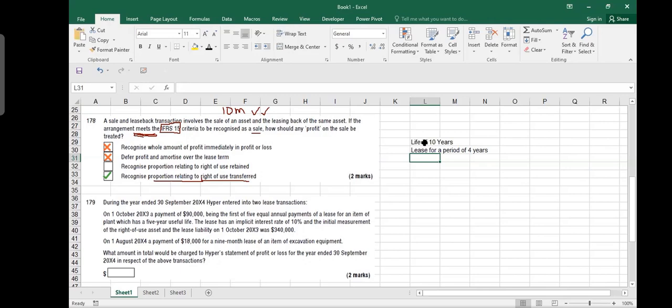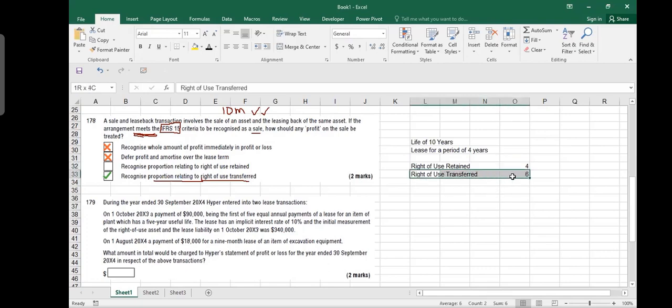You sold it to someone, but then you said, please give me the lease for 4 years. After 4 years, I will not be using it, but for 4 years I will use it. So it means that there is what you retained and what you transferred. We call it right of use retained. Two terminologies we will see: right of use retained and right of use transferred. So right of use retained is 4 years and right of use transferred is 6 years. So what you retained is 4 years and what you transferred is 6 years.